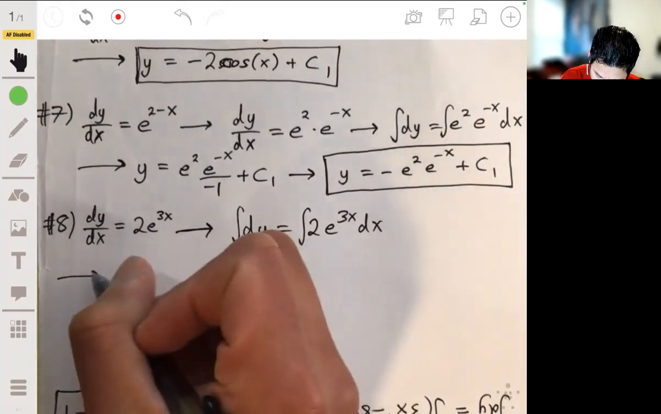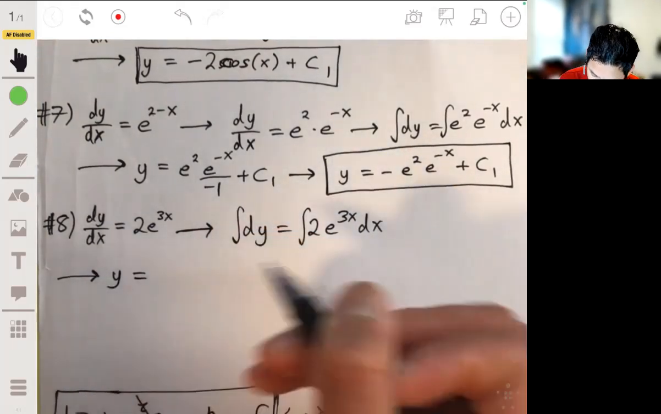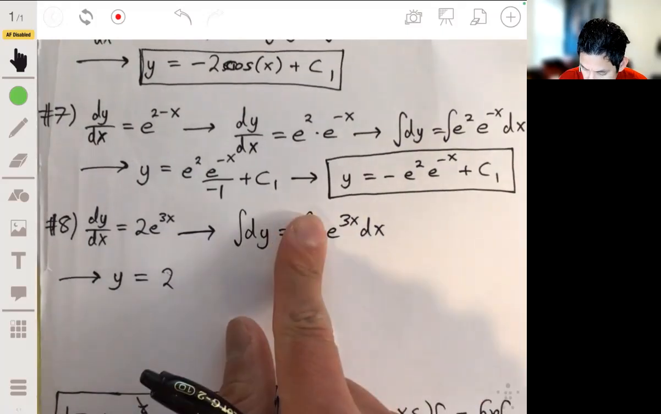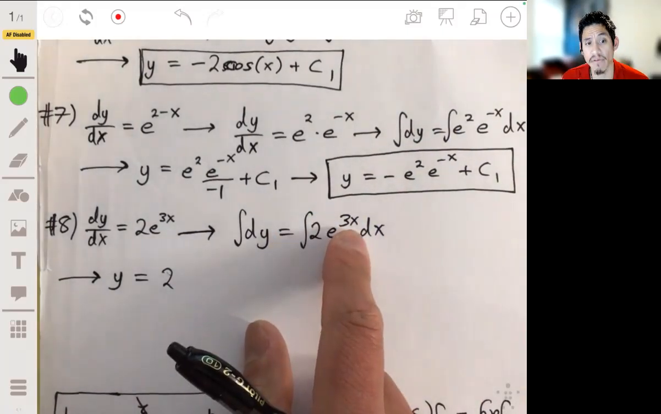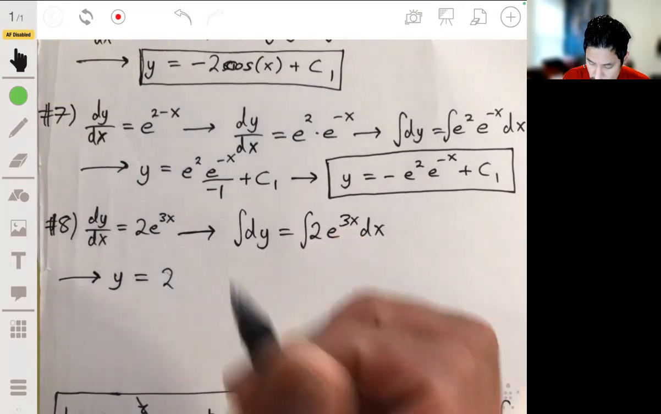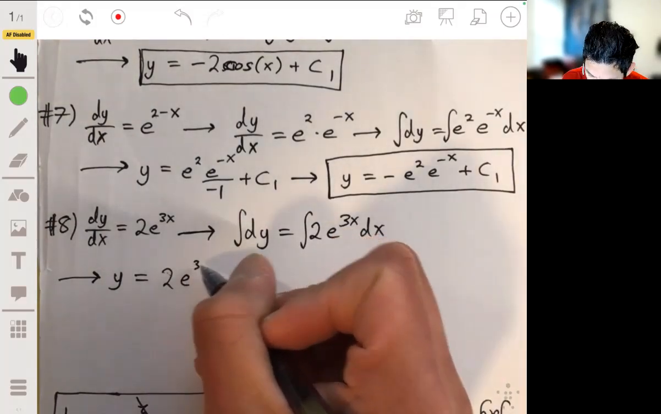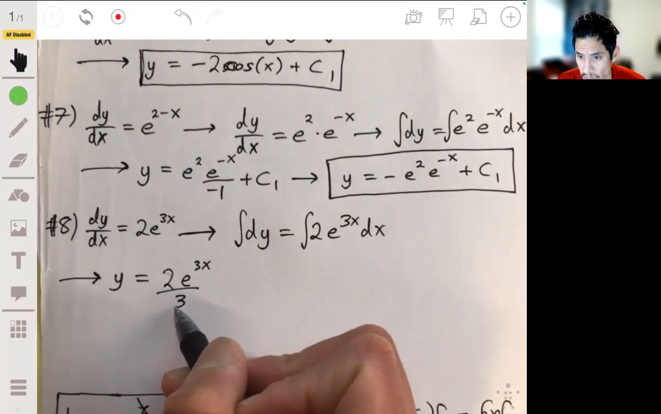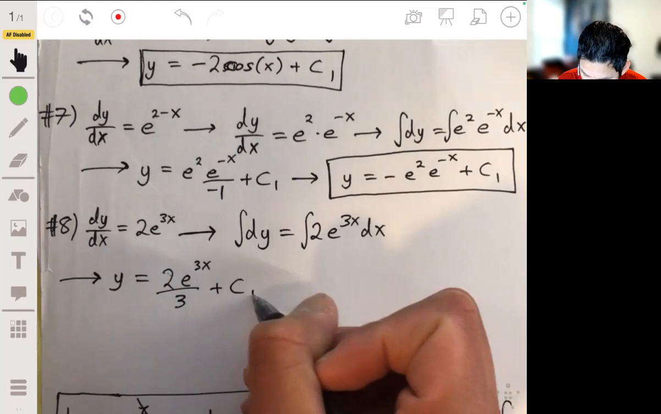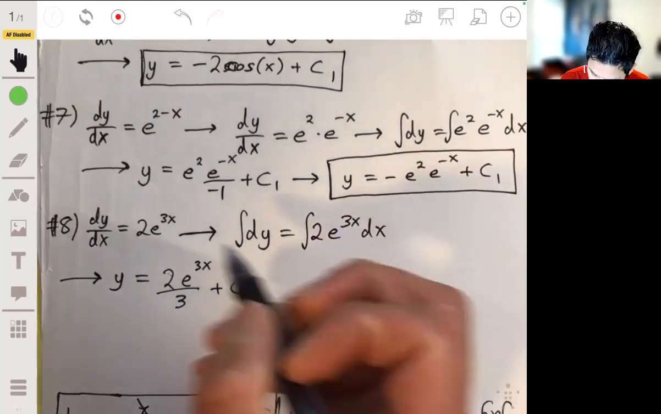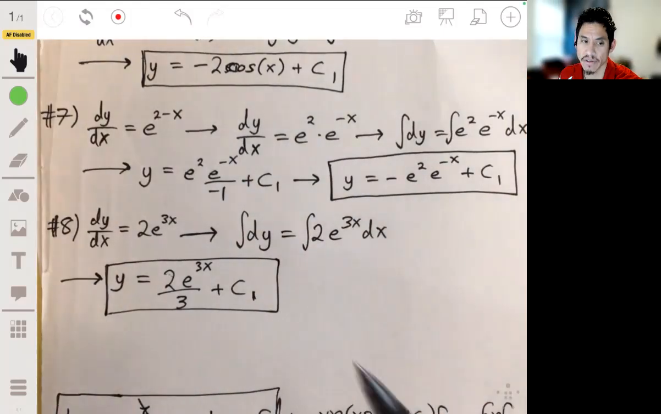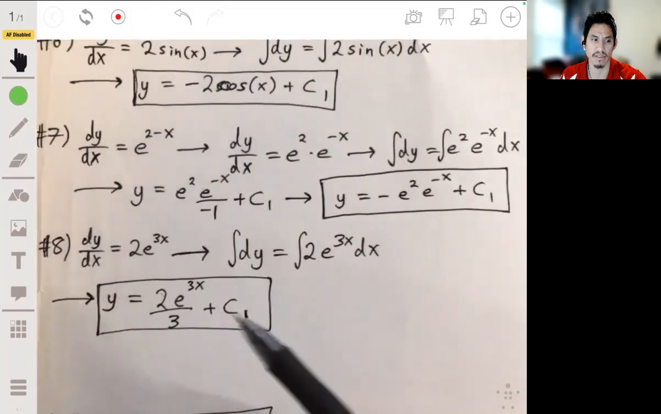Integrate dy, get y. Here you can carry out the coefficient of 2, it's not an issue. The antiderivative of e to the 3x would just have a factor of 1/3. So it's 2e to the 3x over 3 plus your constant c1. And again, you can always check your answer in case you're uncertain, especially if you're taking the test and want to get the correct answer.